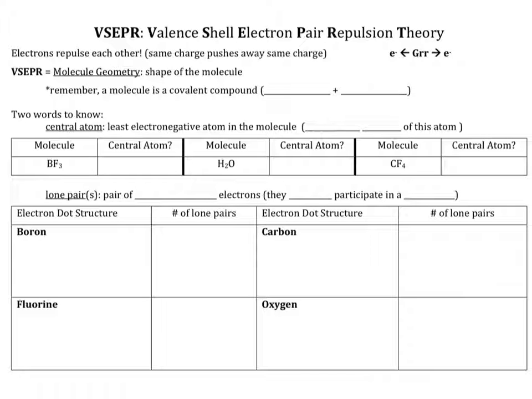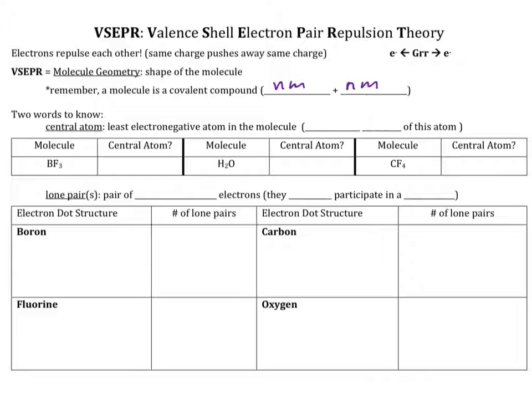Let's go ahead and talk about valence shell electron pair repulsion theory. In valence shell electron pair repulsion theory, what this does is it allows us to predict the molecular geometry of different compounds. And what the molecular geometry is, it's the shape of a molecule. It's the shape that the molecule makes. And remember that a molecule is a covalent compound, which again is a nonmetal plus a nonmetal. I think I've said that probably 10 times within this unit.